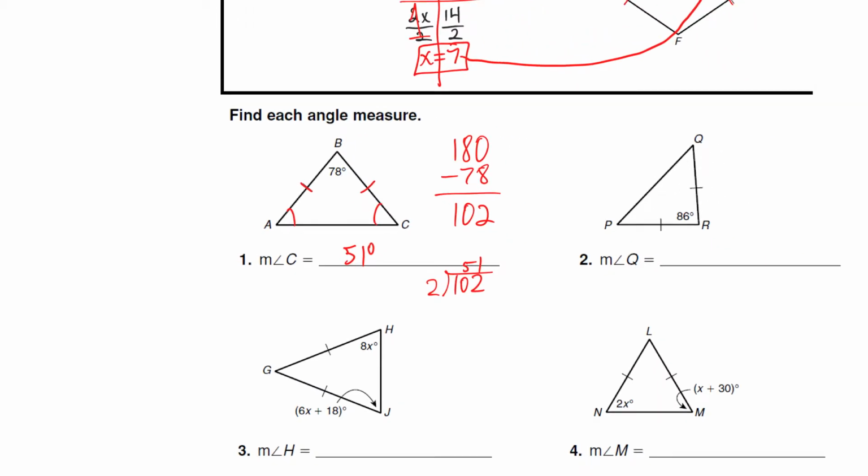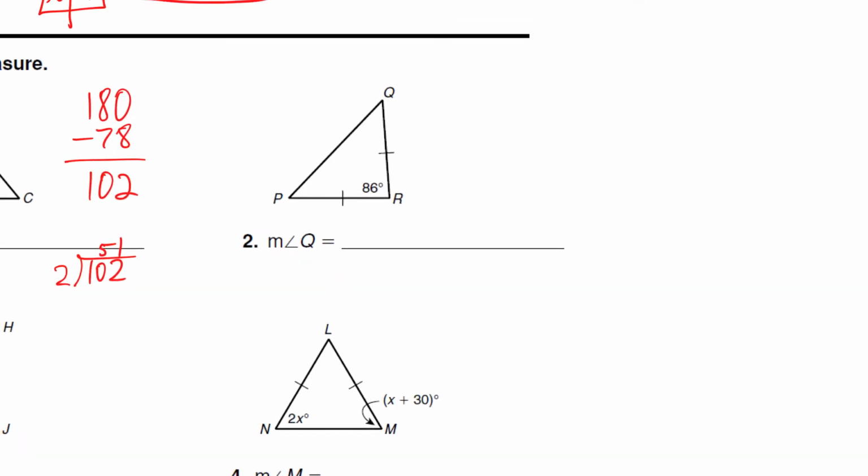Same thing on the other side. Yep. Same thing on number 2. Okay, I'm looking for angle Q. And again, this is an isosceles triangle.